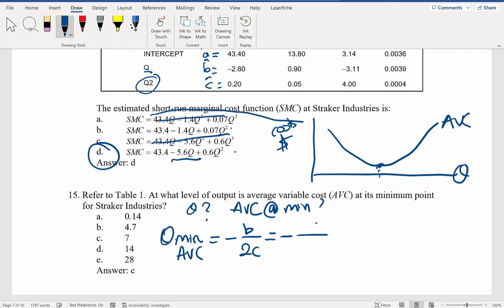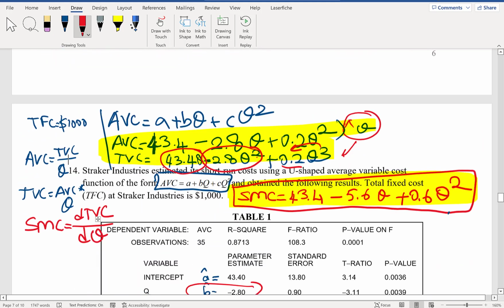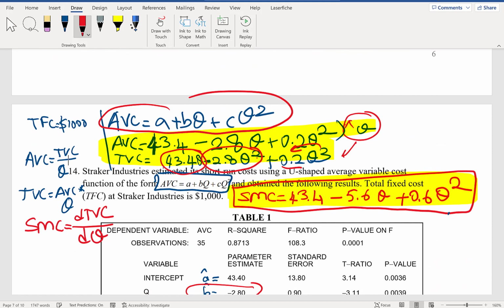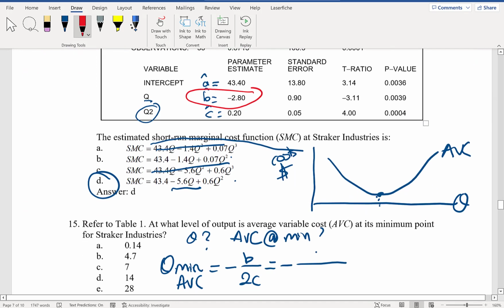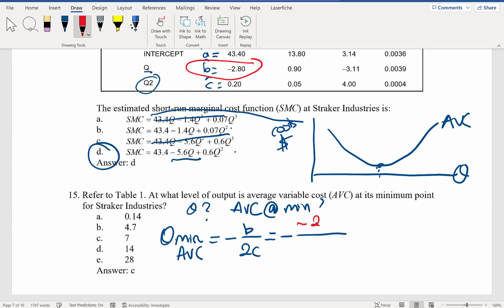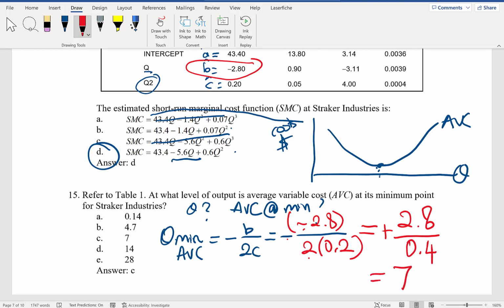What is B? We're talking about this average variable cost function, minus B over 2C. B is negative 2.8, so put a parenthesis, with a negative sign here too, divided by 2 times C, which is 0.2. Negative times negative is positive, so 2.8 divided by 2 times 0.2, which is 0.4. If you do this division, it's going to be 7.